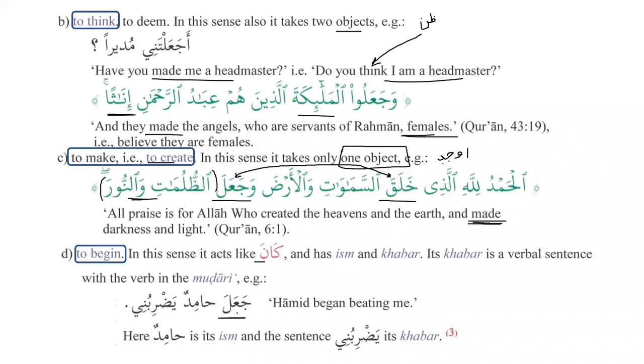So here it does not mean that the kid made something happen. It gives the meaning of to begin. Hamid began beating me. Ja'ala Hamidun yadribuni. Hamid started, or began, beating me. Here Hamid is its ism, and the sentence yadribuni is the khabar, as we can see over here.